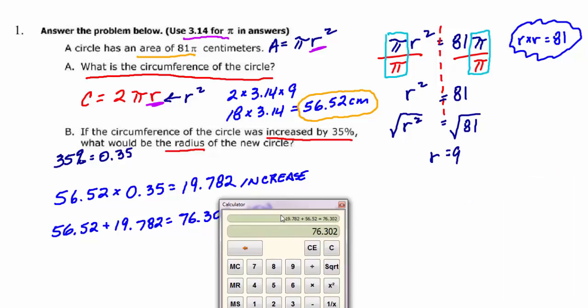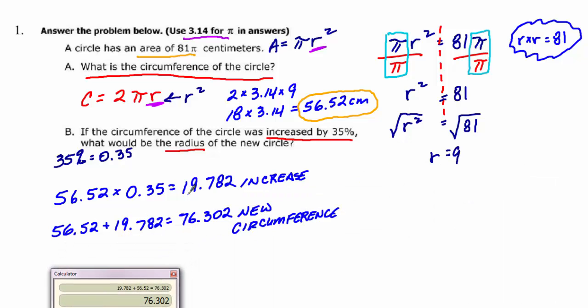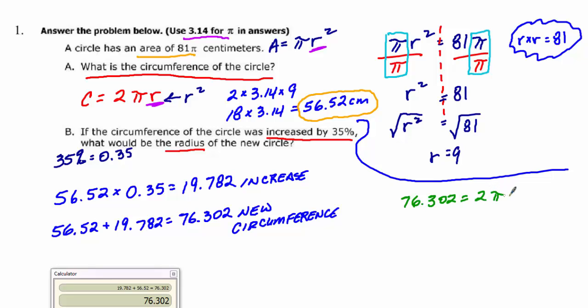So we're going to take that new circumference. Let me draw a line to separate problem A's work from problem B's work. We're going to take that new circumference of 76.302, and we know that that's equal to 2 times pi times r, because that's the circumference formula. Let's start dividing this by 2. We can pick anything that's common here. So we're going to divide both sides by 2.